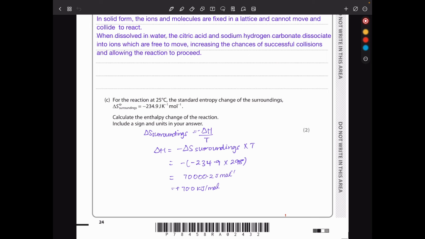So if we have this, we can say delta H equals negative delta S surroundings times T. And that is going to be negative of negative 234.9 times 298, because this is standard, so 25 degrees or 298 Kelvin. And I got that in joules per mole, which is kilojoules per mole. This is the enthalpy change.